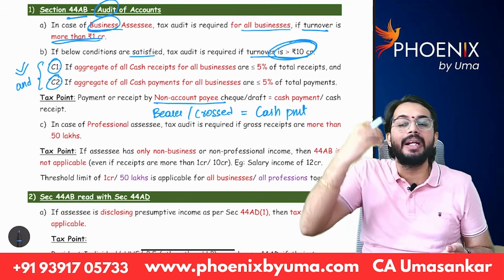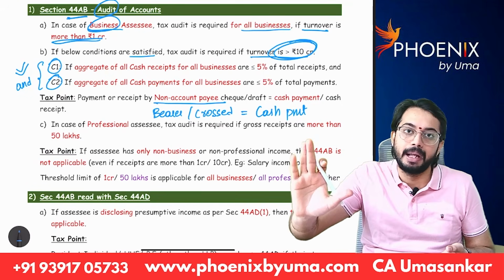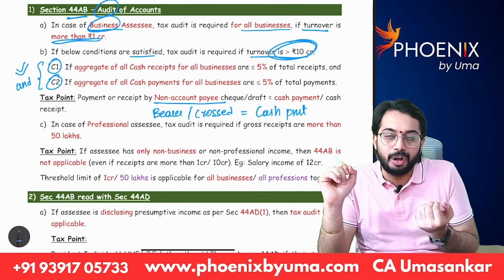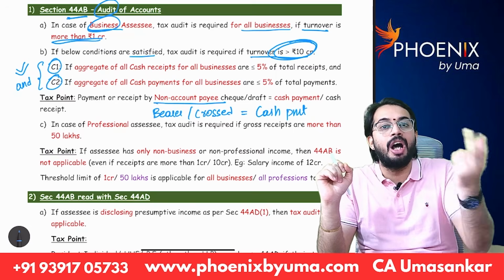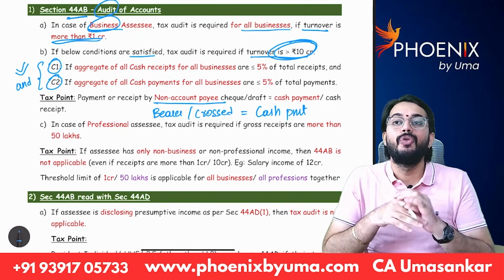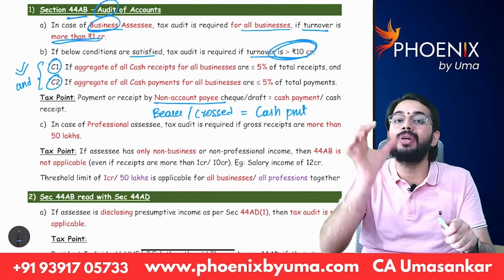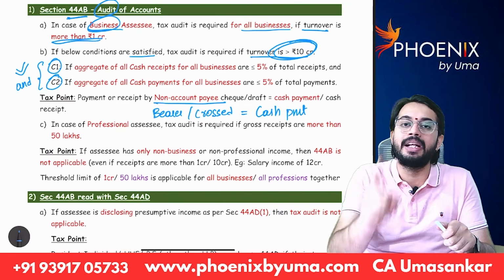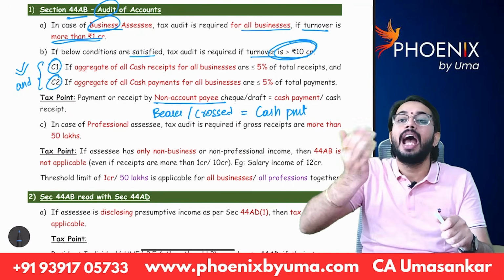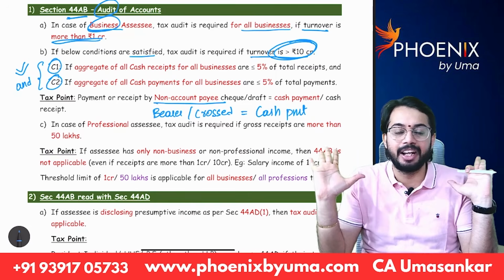So if any payment is made by bearer cheque or crossed cheque, it will be deemed as cash payment. Similarly, if any amount is received by crossed cheque or bearer cheque, it will be treated as cash receipt only. Only if payment is made by account payee cheque will it be treated as bank payment. Only if payment is received by account payee cheque will it be treated as bank receipt. Are you able to understand?